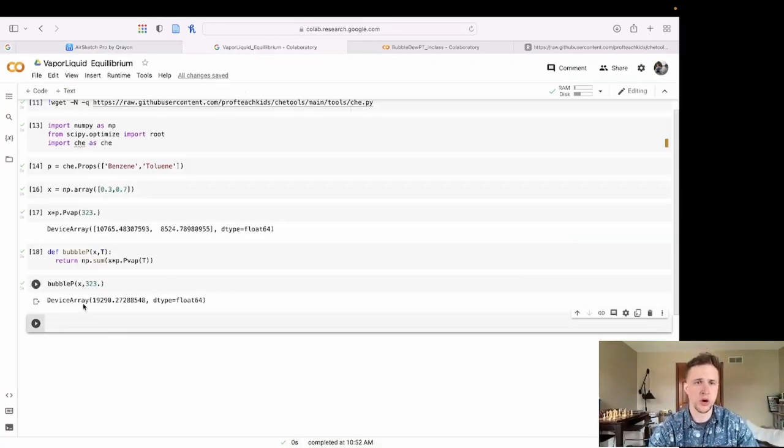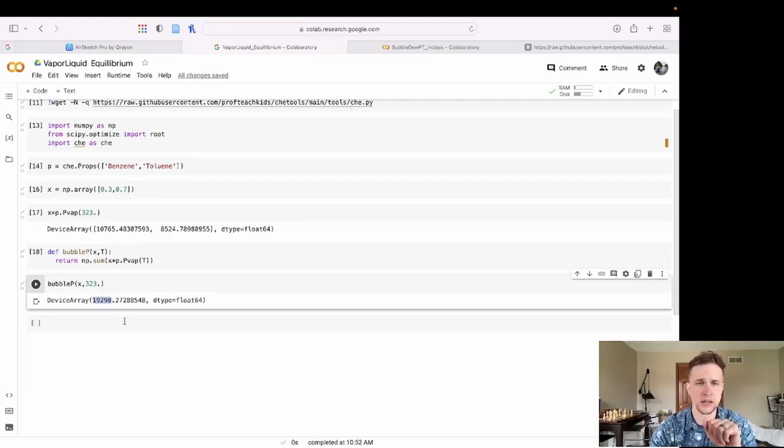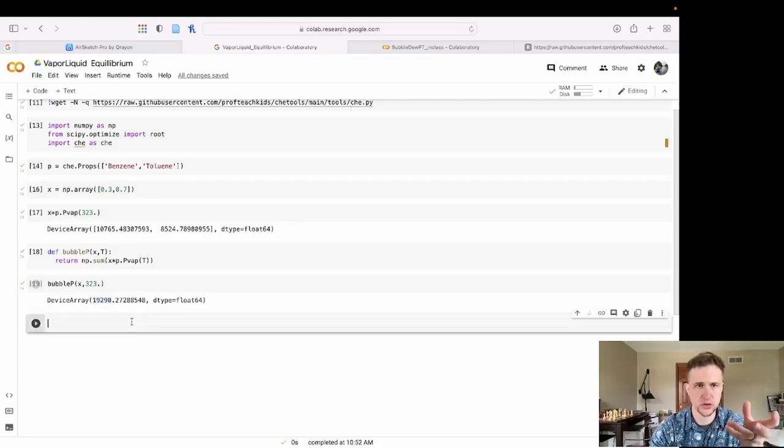So we know that for our bubble pressure, we said at a given temperature, in this case 323 Kelvin, what pressure is required for the first bubble to form? Well, we found out that with this mole fraction composition in the liquid phase, it is 19,290 pascals. So what we're basically doing here is we're going to do the inverse.